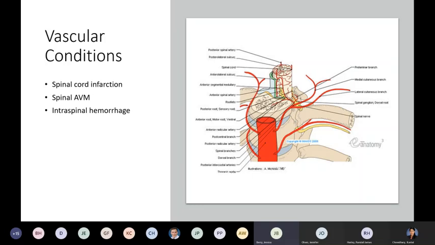The artery you're going to see cited most commonly as an etiology in some of these conditions is one large radicular artery in the lower thoracic and lumbar region, the artery of Adamkiewicz. This typically arises between T9 and L2, and having blood supplied by this one large radicular artery leads to a watershed area in the upper and mid thoracic level. So that's where you're often going to see issues with infarction in that watershed area.